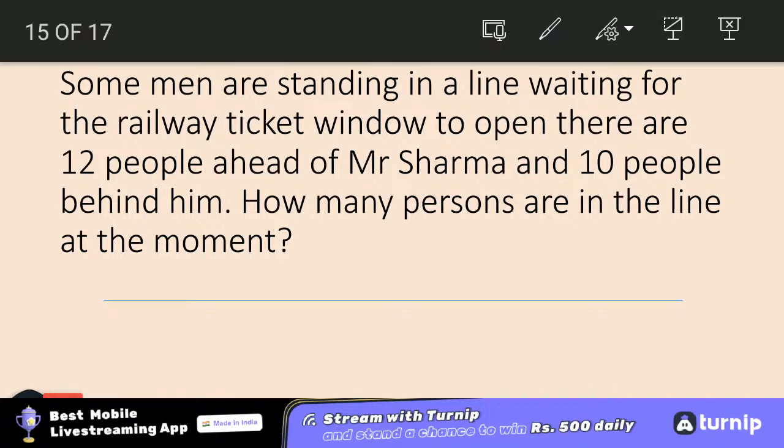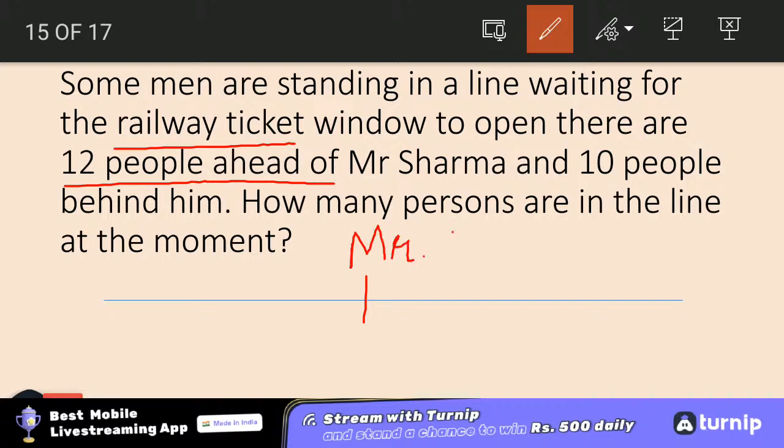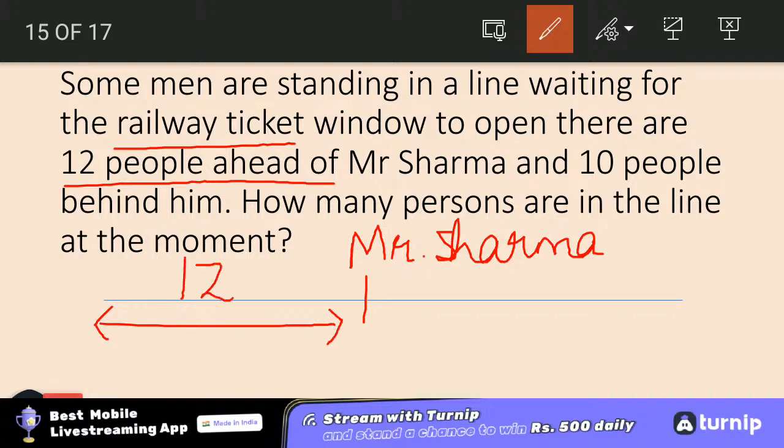See, some men are standing in a line waiting for the railway ticket window to open. There are 12 people ahead of Mr. Sharma. And how many people are ahead? We have not counted Mr. Sharma this time. 12 people are standing before Mr. Sharma and 10 people behind him. Here also we have not counted Mr. Sharma. How many people are standing after Mr. Sharma? 10. And the line can grow. How many persons are there in the line at the moment?